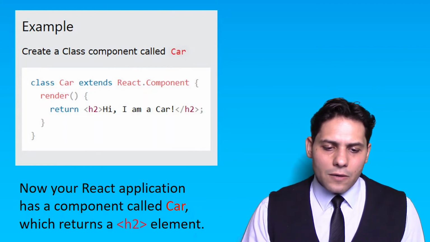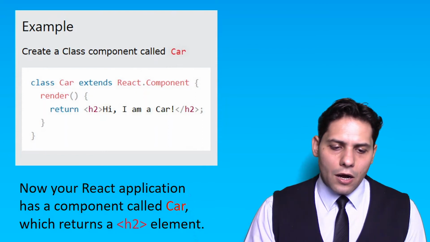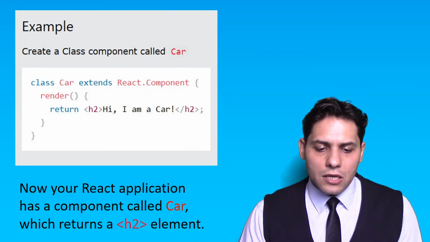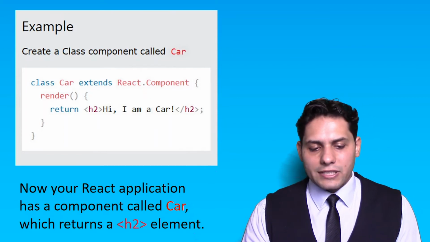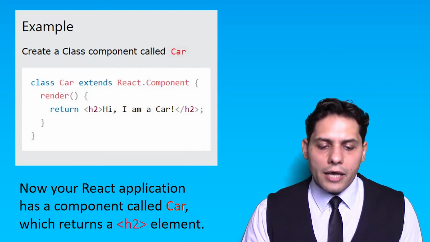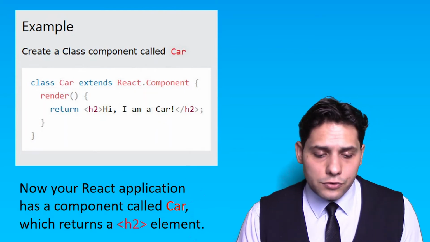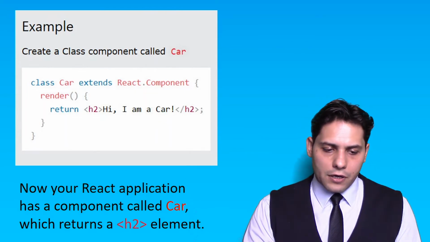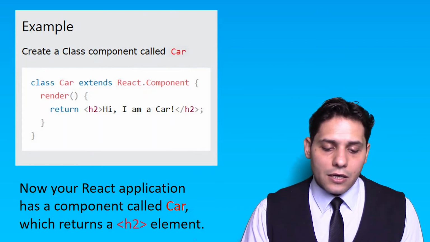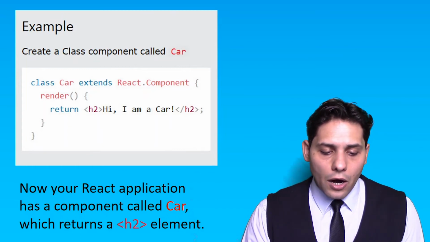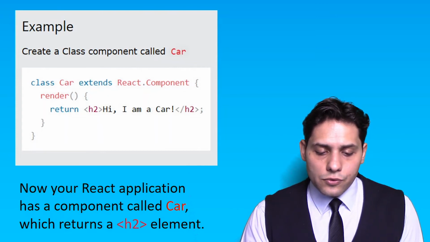Create a class component called Car. Class Car extends React.Component, render, and then return, for example, h2 Hi, I am a car, and close the h2 tag, and we close the braces. Now your React application has a component called Car, which returns an h2 element.